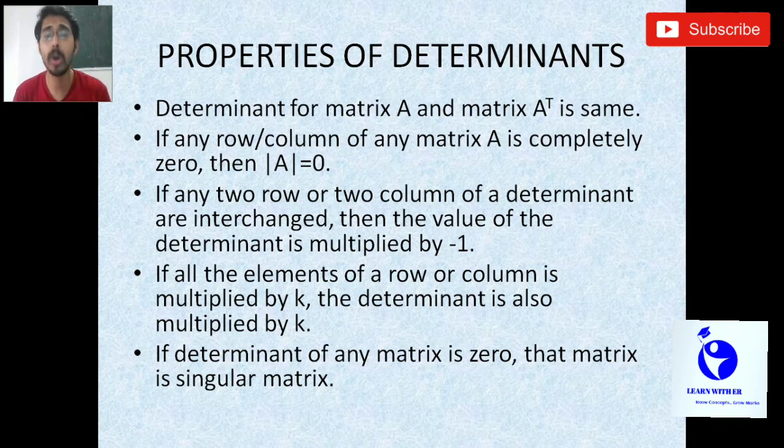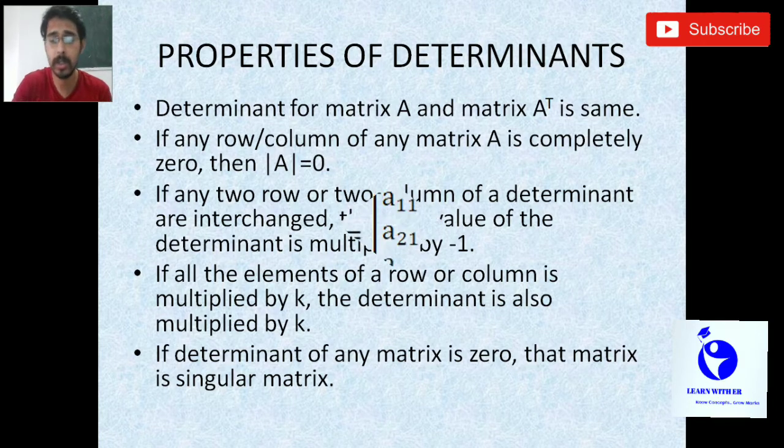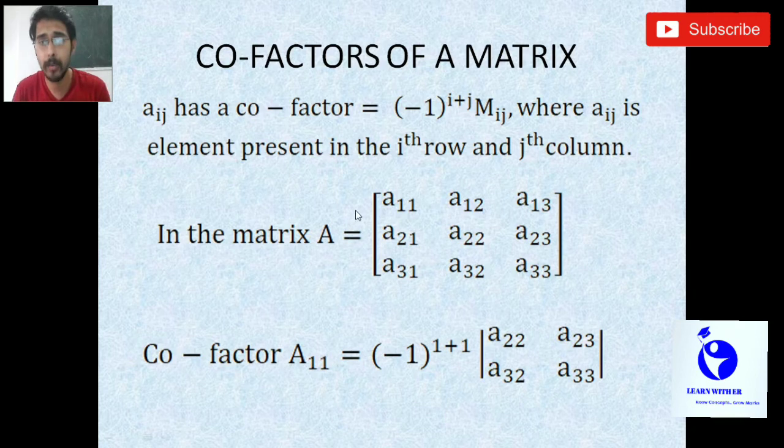If any row or column of any matrix A is completely 0, then the determinant is also 0. Now this is clearly understood. Let's say we are taking any of the rows to be completely 0. We can take this row or this row or this row. Let's say all of the elements, all the 3 elements are 0. Then the determinant will also be 0. Similar cases for column. In any of the columns, if all 3 elements of the column are 0, the determinant will also be 0.